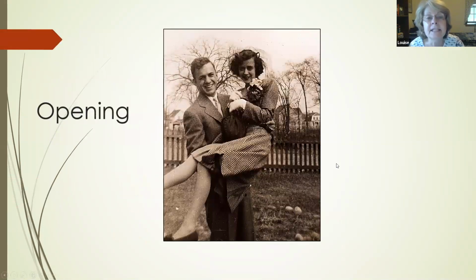I would like to begin by talking about my uncle, who's shown here in this picture, which was probably taken around 1945, shortly after my uncle returned from serving in World War II. The woman in the picture with him is my mother, to whom he was close. And the thing about my uncle that is relevant for today's talk is that he never learned to read.